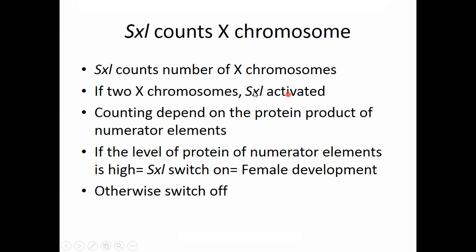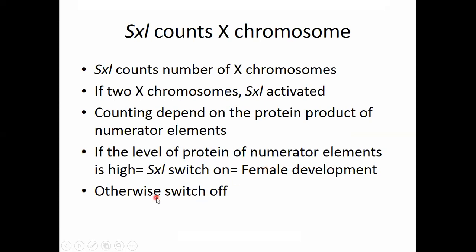Like in case of female, when two X chromosomes are present, sex lethal is activated. How does it count the X chromosomes? It depends on the protein product of numerator elements. Numerator elements are those genes present on the X chromosome. So अगर वो जीन ज्यादा product बना रहे हैं तो उस product के expression को देखते हुए sex lethal gene activate होगा. If the level of protein of numerator elements is high, the sex lethal gene switches on and participates in the female development.